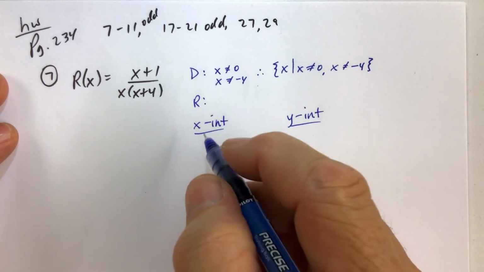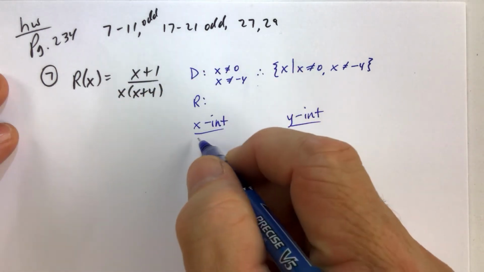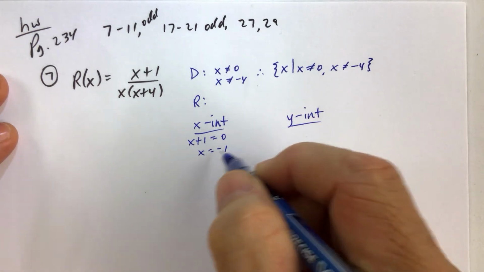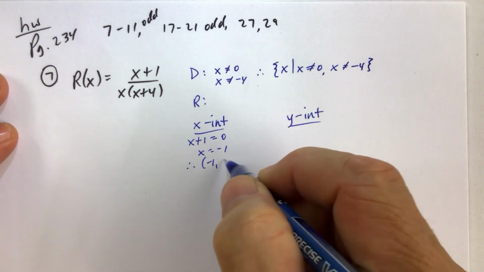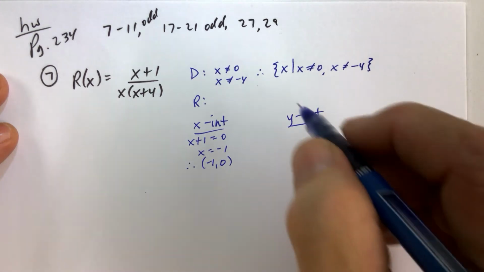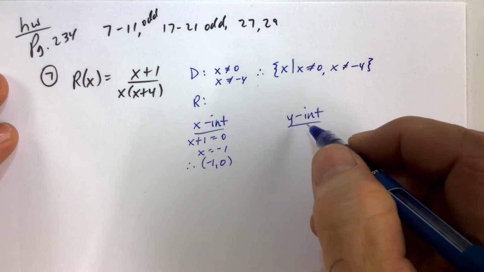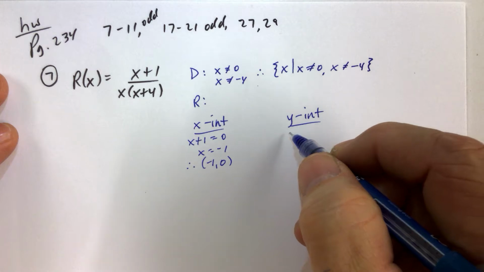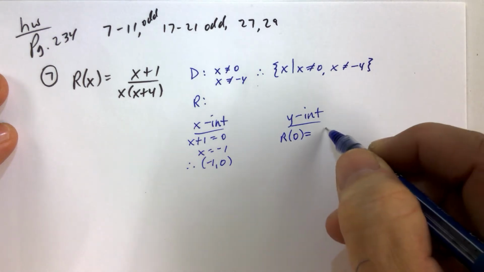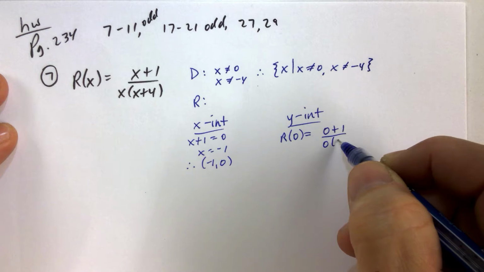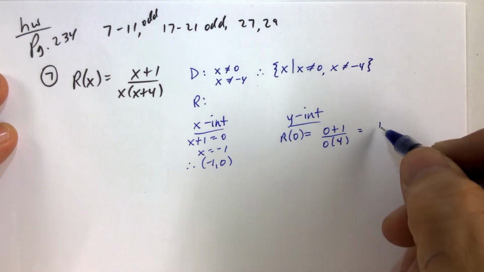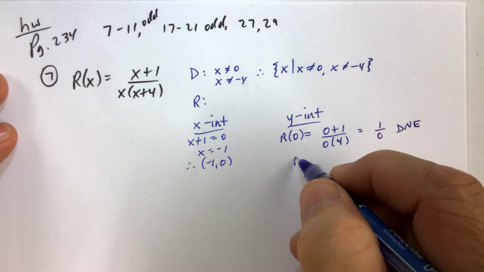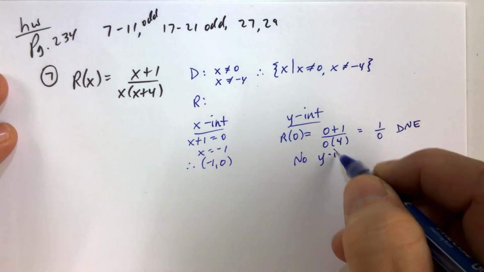And so the x-intercepts are whatever causes the numerator to be equal to 0. So if x plus 1 is equal to 0, then x equals negative 1. Therefore, the only x-intercept is negative 1, 0. The y-intercept is when you let x equal 0. Well, notice that if you let x equal 0, you get r of 0 is equal to 0 plus 1 over 0 times 4. Okay, well that's 1 over 0. That does not exist. That's undefined.